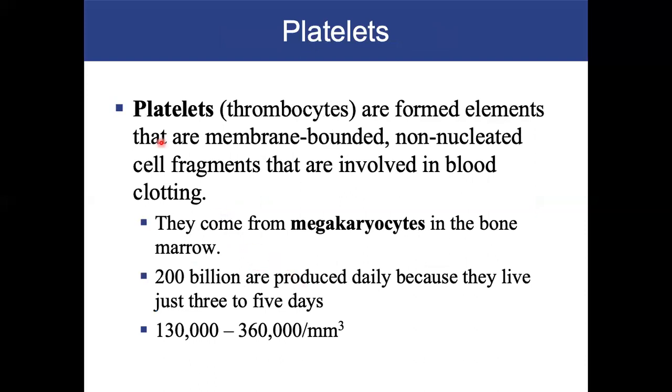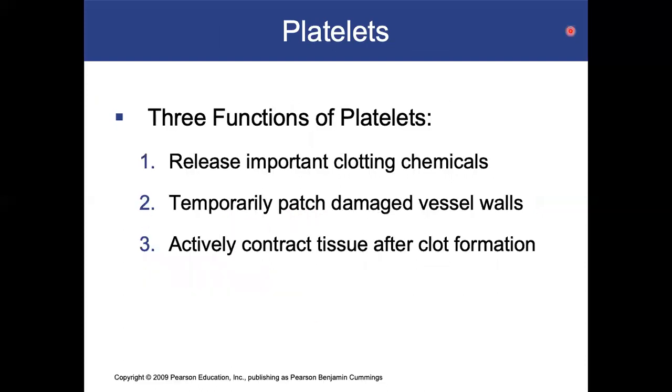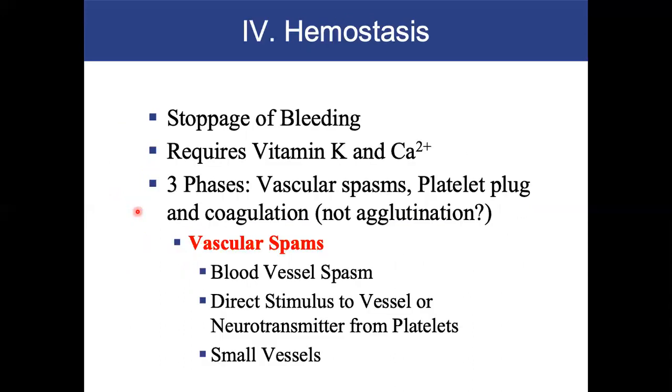Okay, let's talk about platelets. So platelets are thrombocytes. They come from megakaryocytes in the bone marrow. There's 200 billion produced daily. They live 3 to 5 days. Here's normal range, so about 300,000 per cubic millimeter. What are the functions of platelets? They release important clotting chemicals. They temporarily patch damaged vessel walls and actively contract tissue after clot formation. So platelets are responsible for stoppage of bleeding, okay?